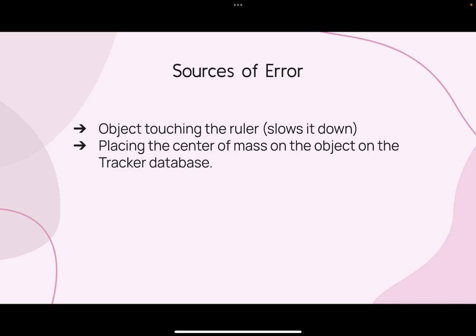So some sources of error from this experiment could have been from the moving object touching the ruler. This would have resulted in some friction within the 2 objects, which could have lowered the object's velocity. And another source of error could have been from inaccurately placing the center of mass on the objects on the Tracker database, which could have resulted in some inaccurate position data points within the graph that was produced by Tracker.